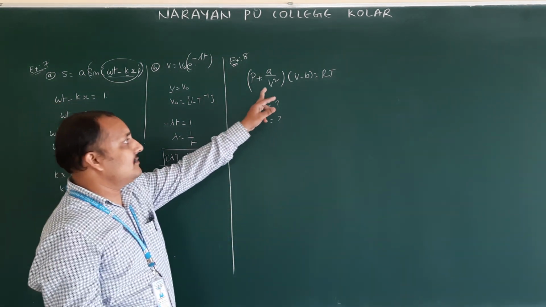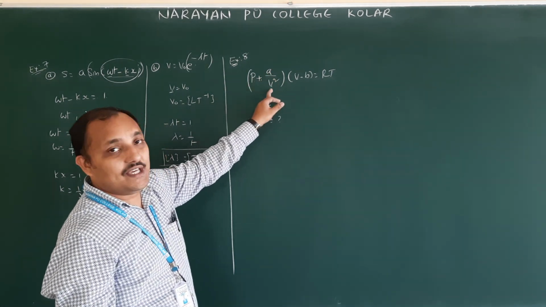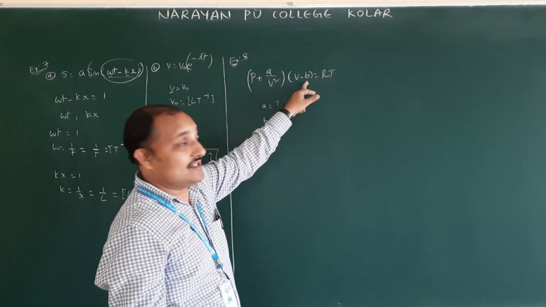See this equation. Here P is going to add with A by V square, where P is pressure, V is volume. So B is subtracted from V. V is volume, B is constant.